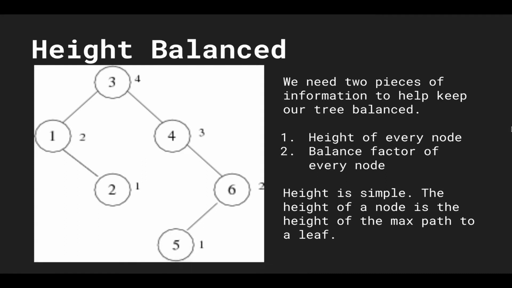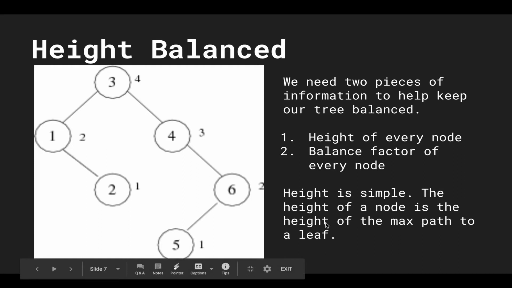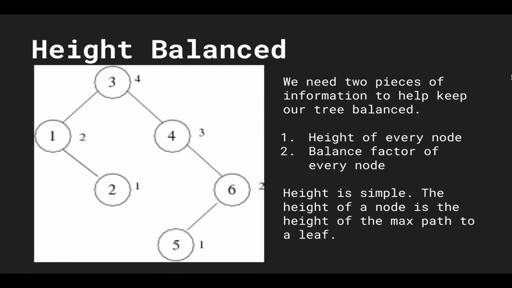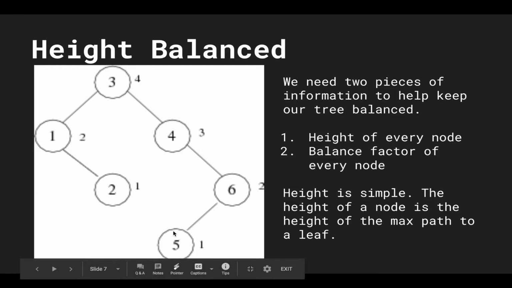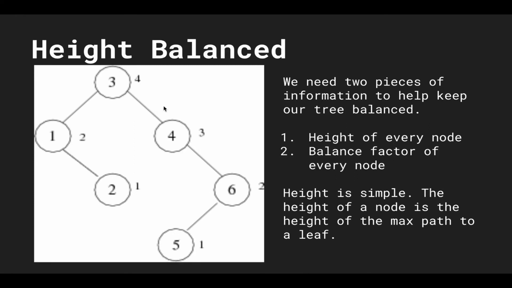The height of a node is the length, not height, is the length of the maximum path to a leaf. So starting from the bottom of the tree, we see that the height of 5 right here is 1. The way the heights are calculated is that we take the height of the left subtree and the right subtree, and then we take the maximum of the two and then add 1 to it, because remember that the height is the maximum path to a leaf.